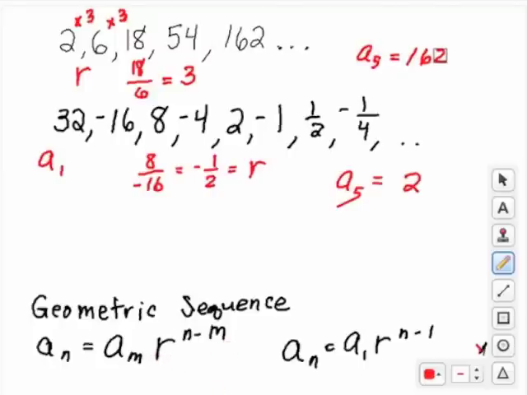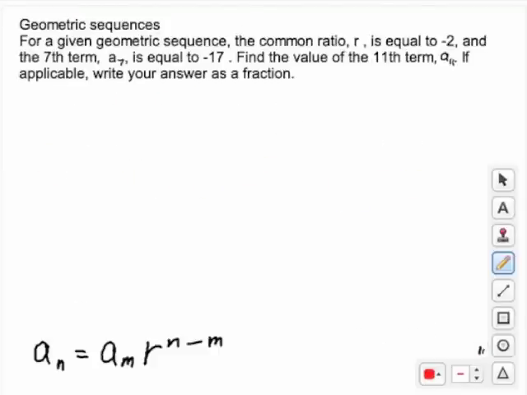Okay, so let's look at a couple of examples. For a given geometric sequence, the common ratio r is equal to a negative 2. Okay, so that's nice. It tells us r is a negative 2. If the seventh term, a sub 7, is equal to a negative 17, we're going to want that information. Find the value of the 11th term, a sub 11. If applicable, write your answer as a fraction.